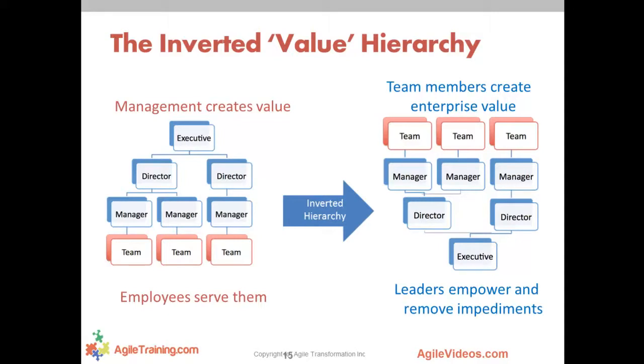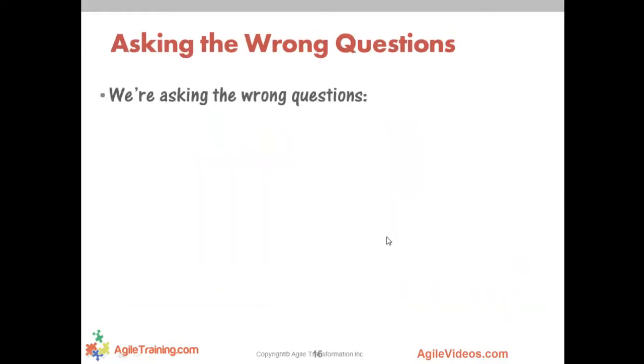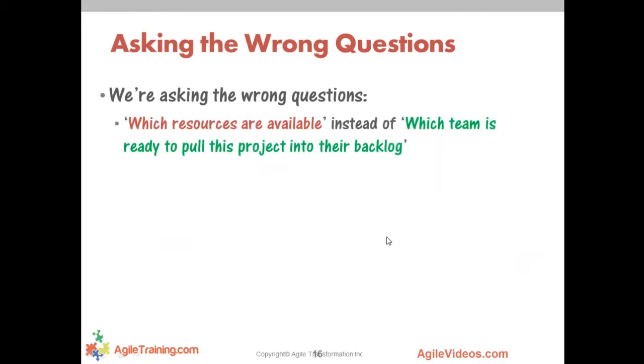Remove impediments, empower me, absolutely. But ultimately, who actually delivers value for your organizations are these cross-functional teams that need to work with each other to actually get the work done. So it's sort of rethinking about how we measure value. Sometimes we ask the wrong questions today. Which resources are available instead of which team is ready to pull this project into their backlog?